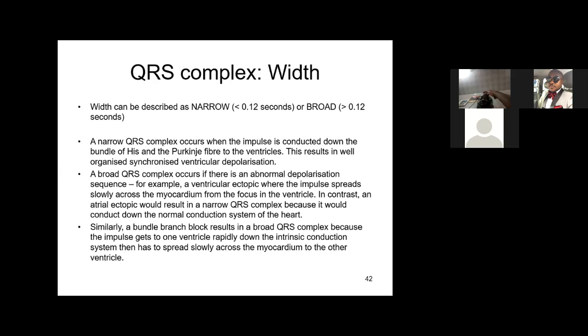In other words, to cut a long story short, in a broad QRS complex, a ventricular ectopic, the origin of the impulse is no longer in the SA node, but is somewhere in the ventricles, roughly speaking. And as a result, there's conduction from the focus in the ventricles and thus a broad QRS complex.